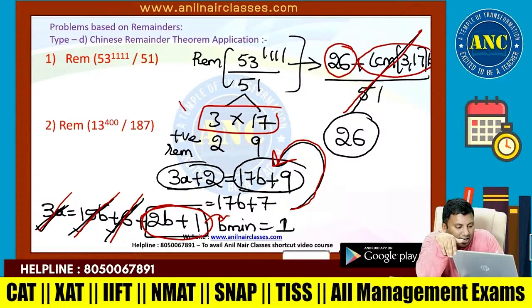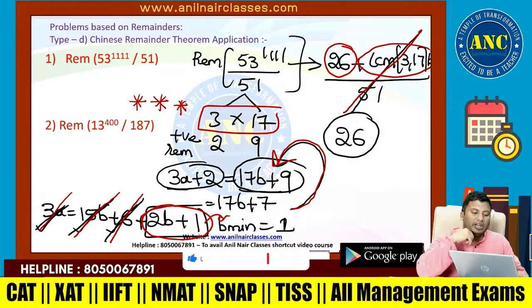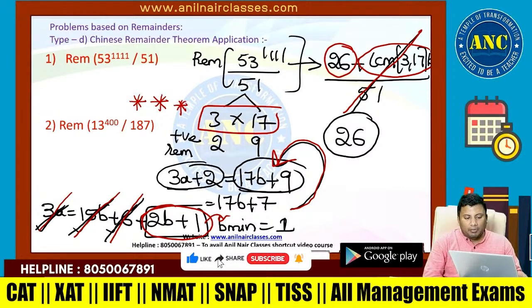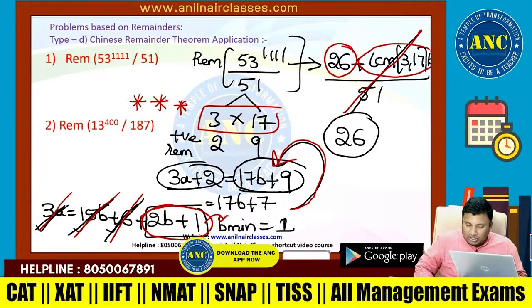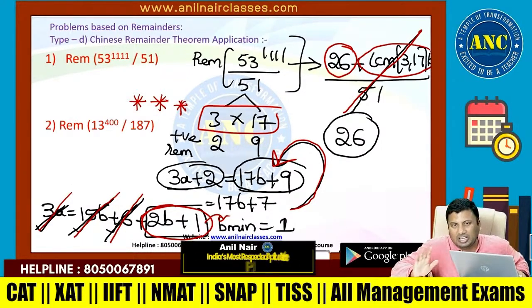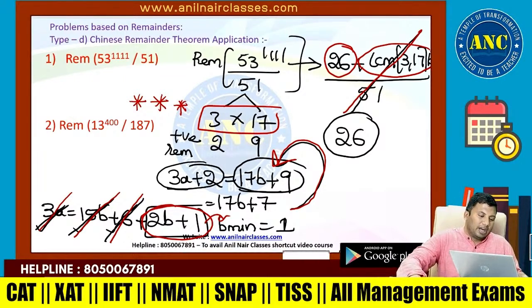That's exactly the reason. Here only we are checking by using answer options. When divided by 3, positive remainder 2. When divided by 17, positive remainder 9. I hope it is clear. Still we will do some more examples so that you get absolute clarity. I hope this concept is clear.